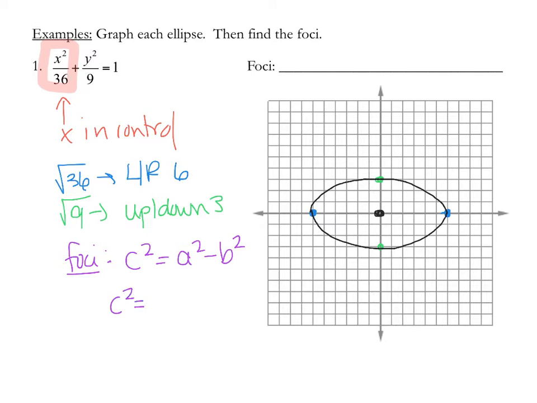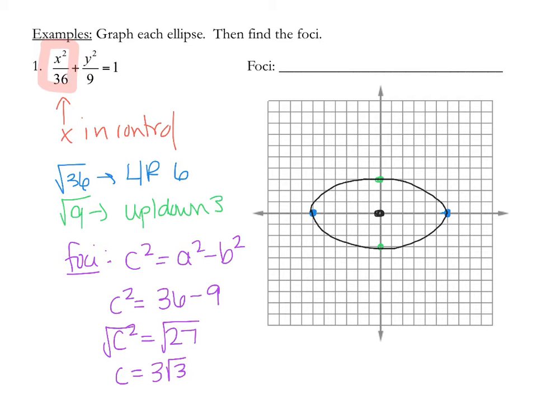So it's c squared is equal to, a is always the bigger one, so it's going to be 36 minus 9. Remember, those are already squared on the bottom, so you can just plug them directly in. You get c squared equals 27, and then take the square root, you get c is equal to 3 radical 3. Then to decide how to write the coordinates, you have to remember what was in control.